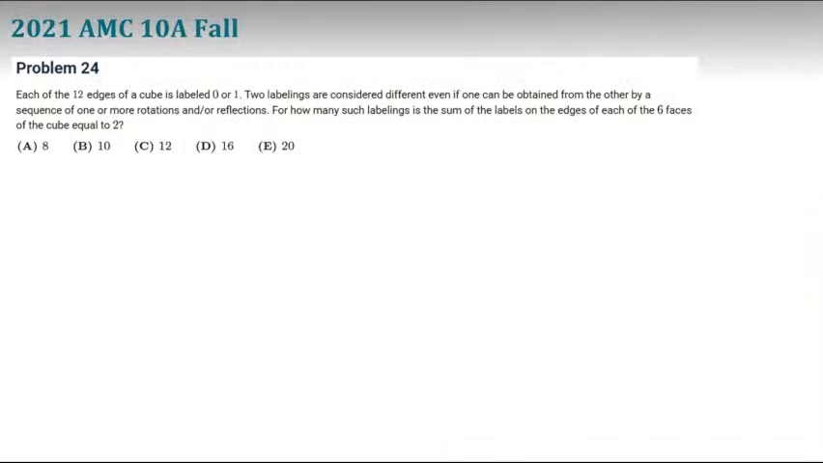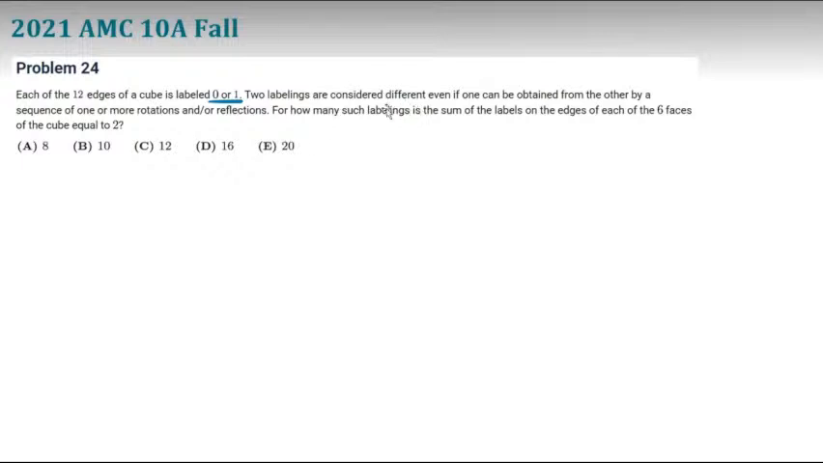Let's solve one more problem from 10A. It says each of the edges of a cube is labeled 0 or 1. Two labelings are considered different even if one can be obtained from the other by a sequence of 1 or more rotations or reflections.